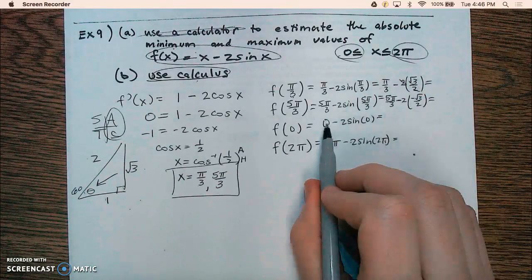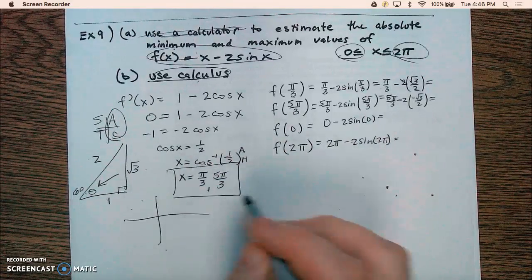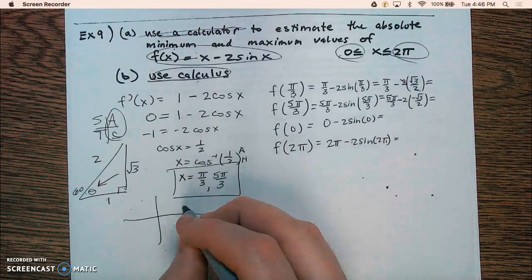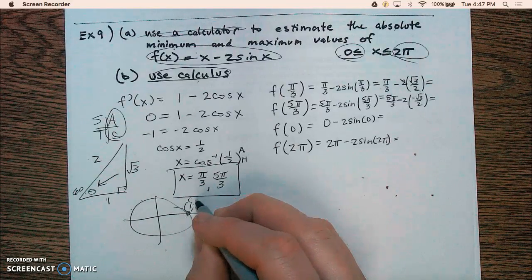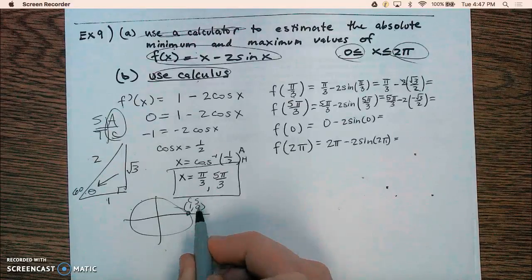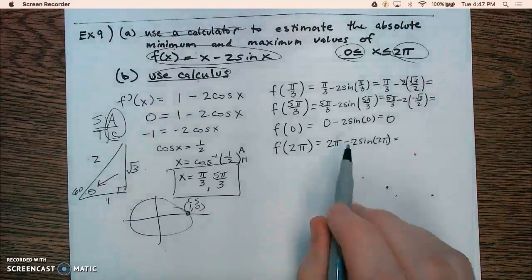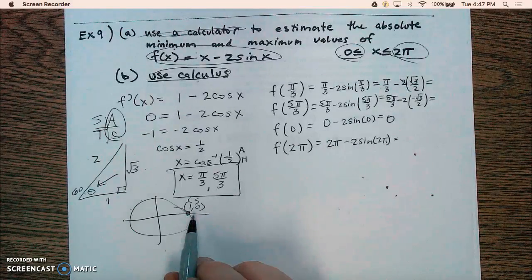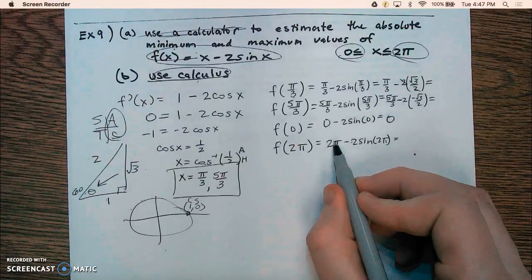Here I'm going to have 0 minus 2 times sine of 0. If you think about your unit circle, sine at 0 is, we've got the ordered pair 1, 0, cosine, sine, so sine is 0 there. So I've got 0 minus 0, which is 0. And then I've got 2 pi is the same as 0, so sine at 2 pi is also 0. That'd be 2 pi minus 0.